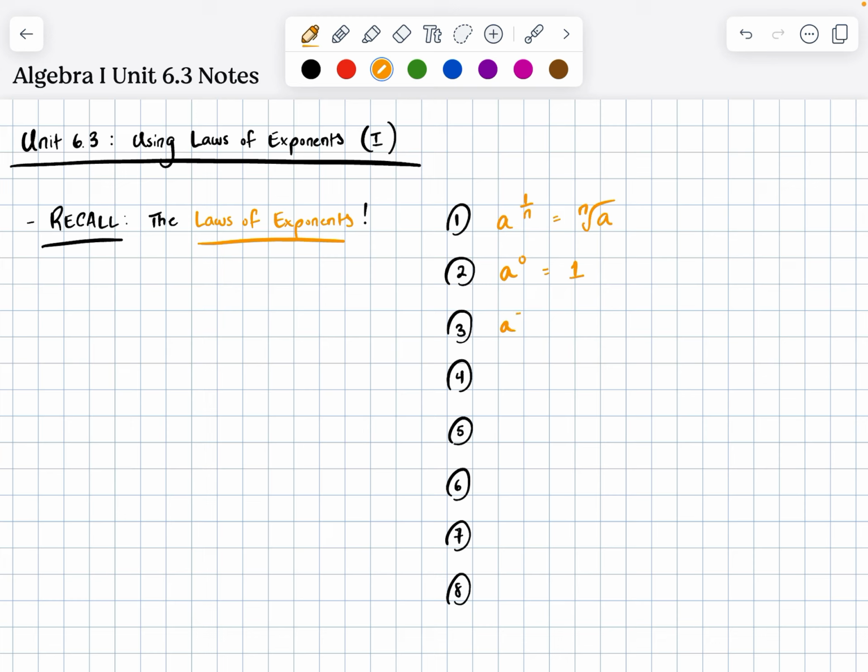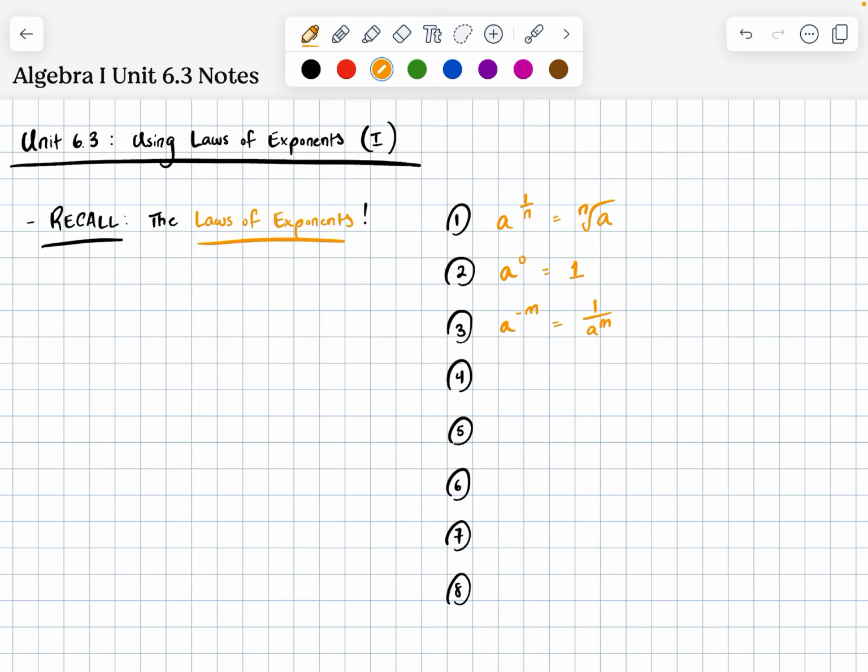I also know that if I take any number and raise it to a negative exponent, that is asking me to find the reciprocal of the positive exponent, right? Where a positive would give me repeated multiplication, this guy gives me repeated division.